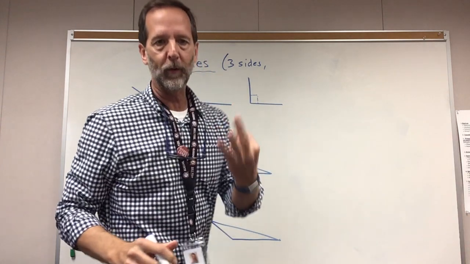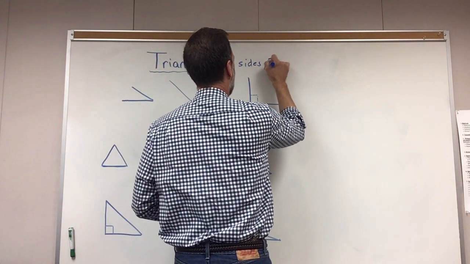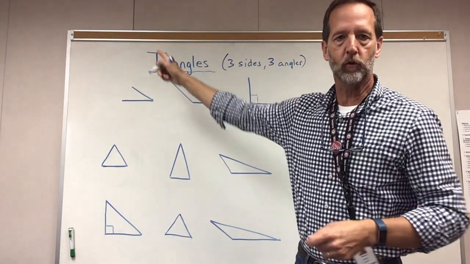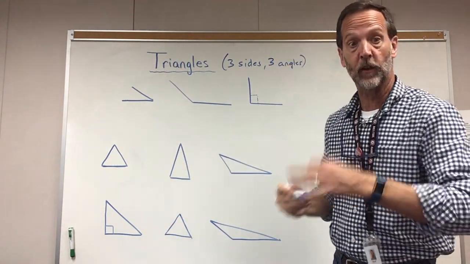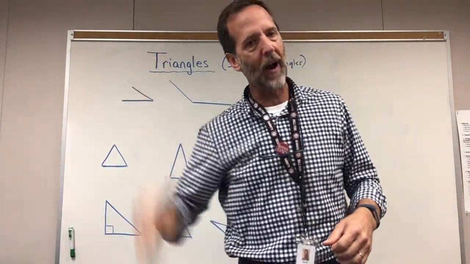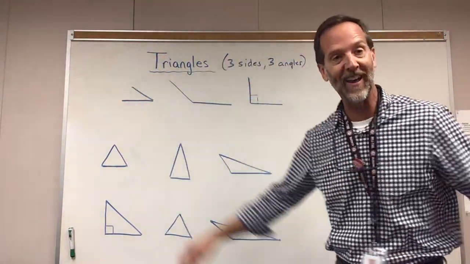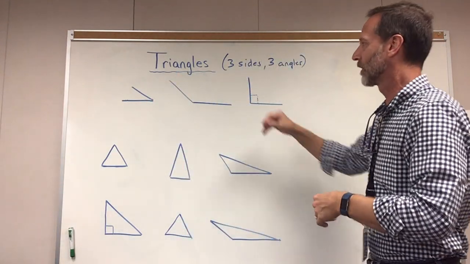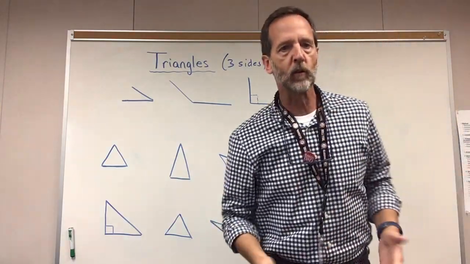They also have three angles. Hence the name triangle. Tri, T-R-I, means three, like you ride a tricycle when you're little. It has three wheels, right? Tricycle. Or triangle. A polygon with three sides and three angles. Okay? Let's talk about angles first.